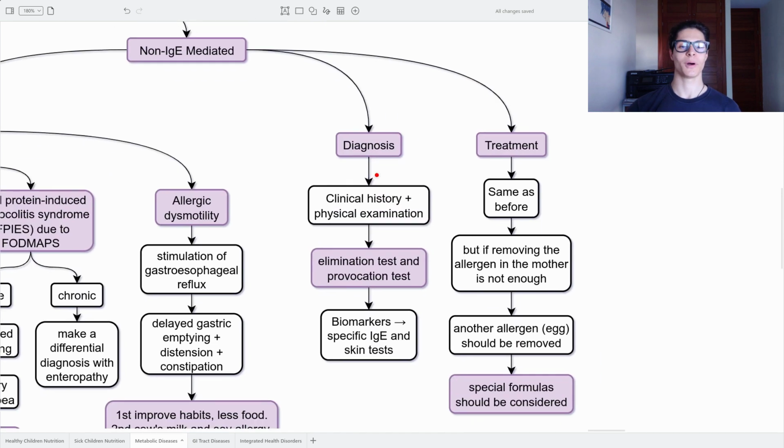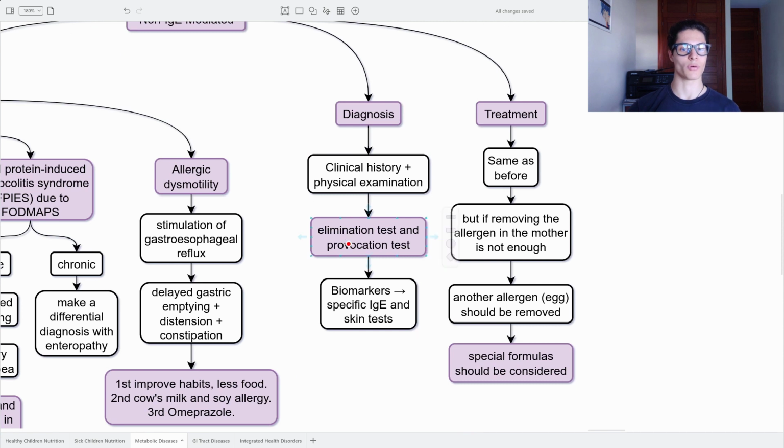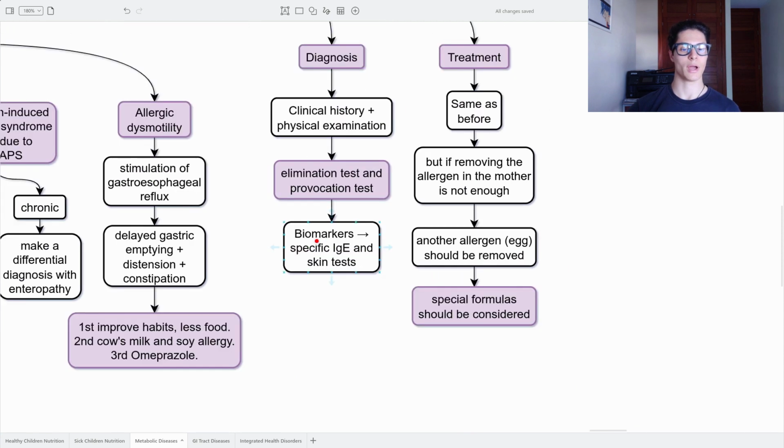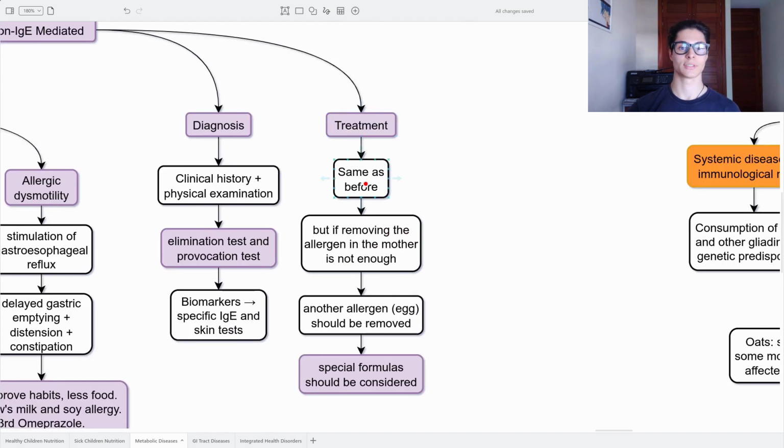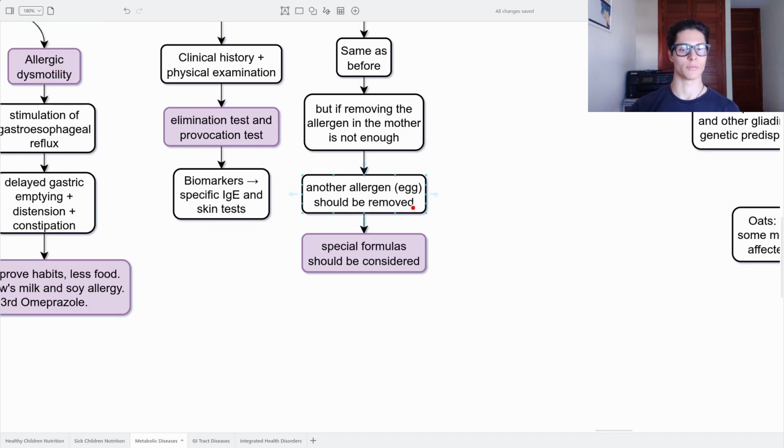The diagnosis, well, we have the clinical history and the physical examination. Again, remember the ABCD, that's very easy to remember, right? Elimination test and provocation test as well. And we have to check the biomarkers, specific IgE and skin test. So very similar to the previous one. And the treatment, same as before. But if removing the allergen in the mother is not enough, another allergen should be removed, for example the eggs. And special formulas should be considered.